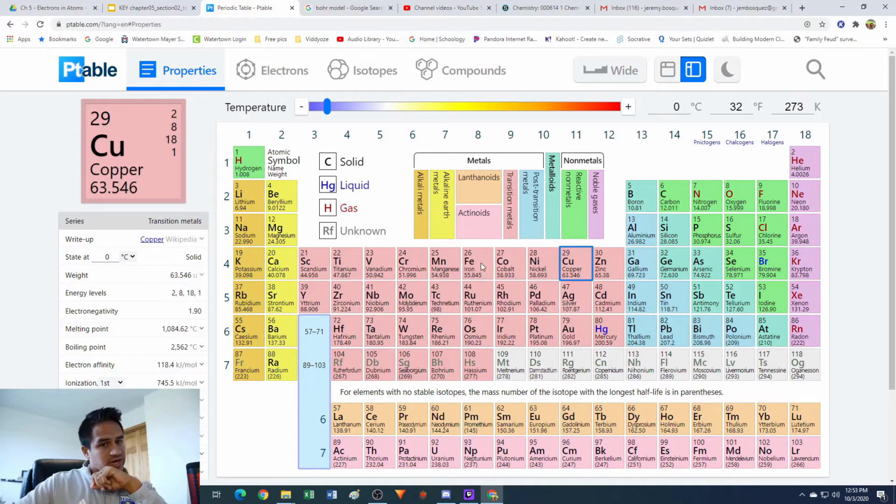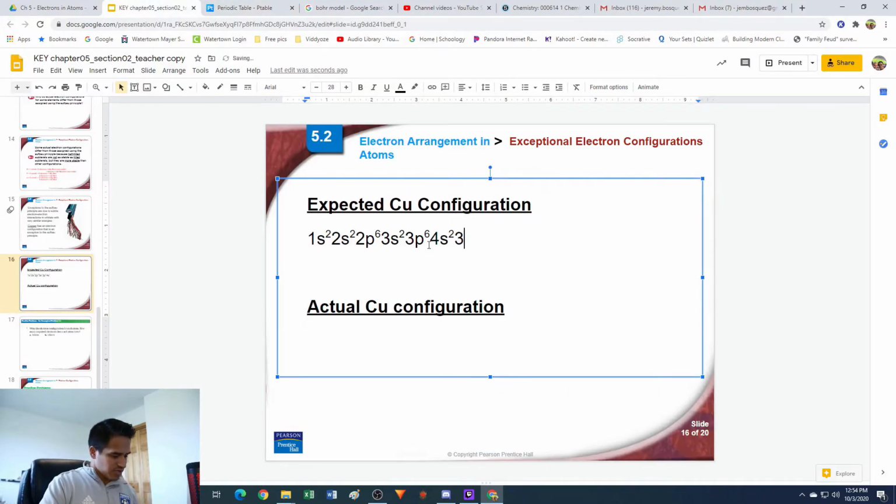So we're in row 4 right now. We might think that this is 4D. It's not. It's 3D, okay? So this is actually 3D. 3D1, 3D2, 3D3, 3D4, 3D5, 3D6, 3D7, 3D8, and copper is 3D9. So 3D9, okay? This is what we would expect for the configuration for copper.